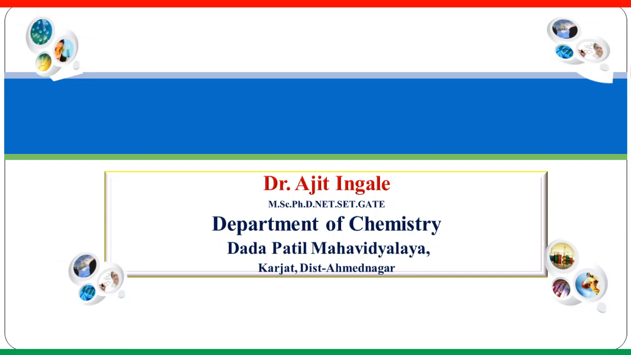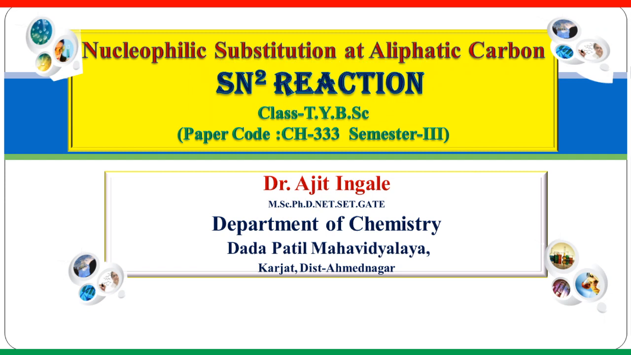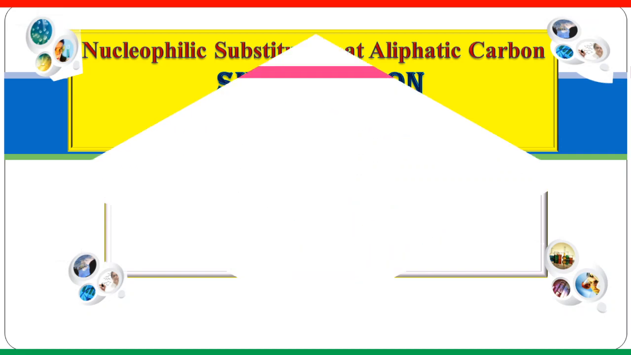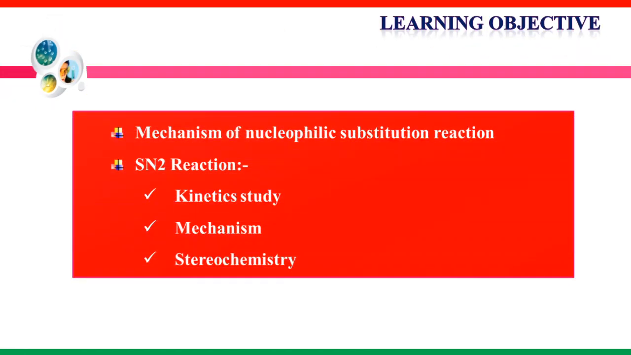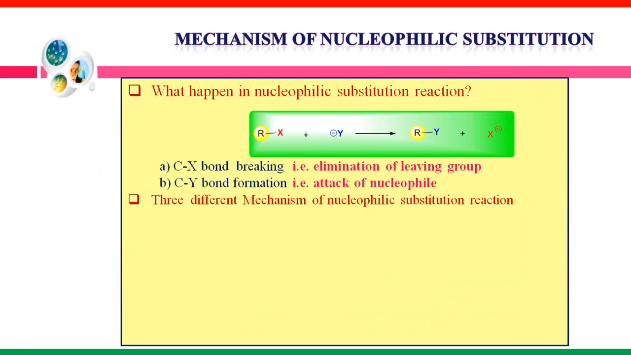Students, today we discuss the third year BSc Organic Chemistry topic, nucleophilic substitution reaction at aliphatic carbon. What is the learning objective of this lecture? In this lecture we have discussed the mechanism of nucleophilic substitution reaction, the SN2 reaction, the kinetic study of SN2 reaction, the mechanism of SN2 reaction, and the stereochemistry of SN2 reaction.